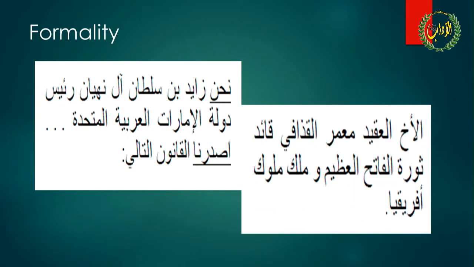Another example of formality here. On the left, we have a legal text, a resolution or decision issued by the UAE. As you can see, the use of formality, the use of plurality here. نحن زايد bin Sultan. So Zaid bin Sultan is only one person. However, in the text it says نحن to denote plurality, to show respect to the person. أصدرنا, the same plurality, used for only one person. The example on the right gives more respectful titles, like الأخ العقيد معمر القذافي, قائد ثورة الفاتح العظيم وملك ملوك أفريقيا.